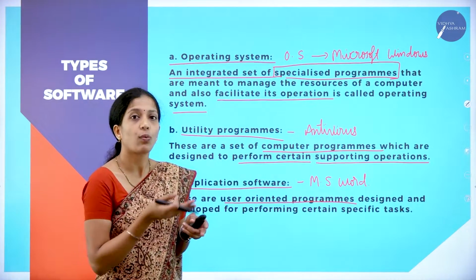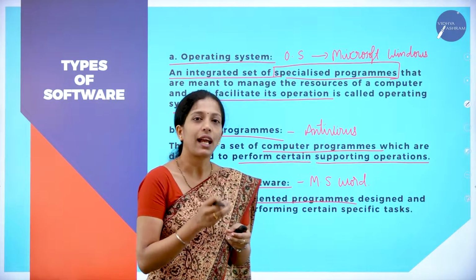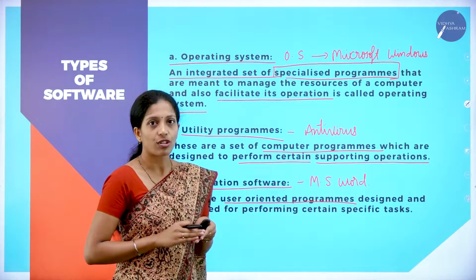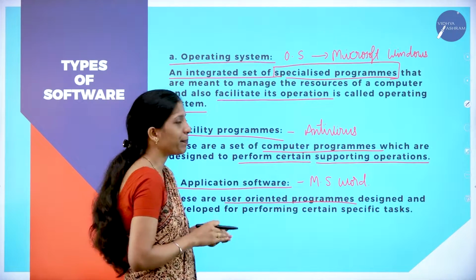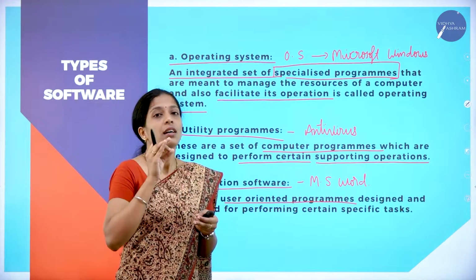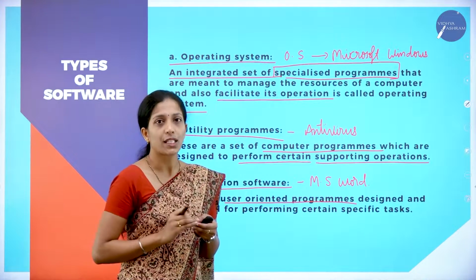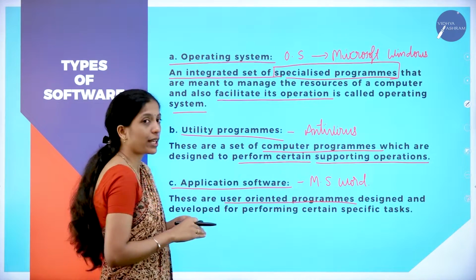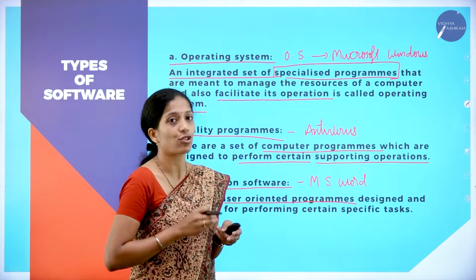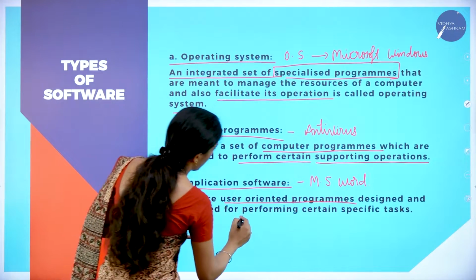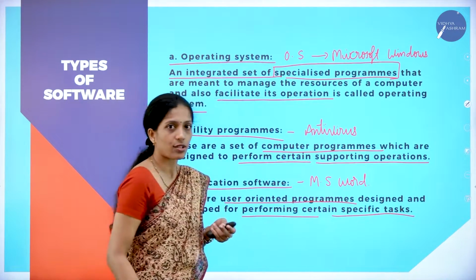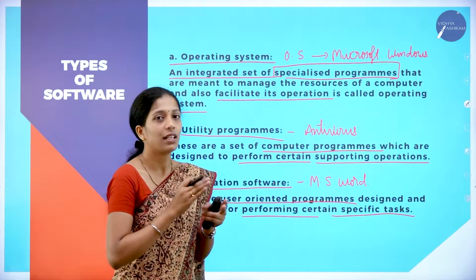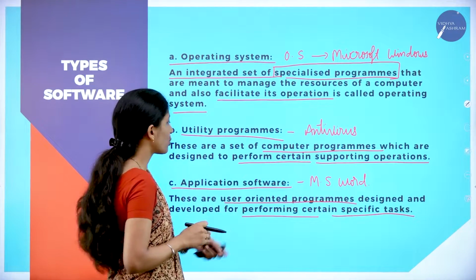For example, if the user wants to use MS Word, then he can use this application software, or if he wants to use Microsoft PowerPoint, then he can use this application software. It depends upon the interest of the user. If he wants to do a specific task, then he can install these programs. These are user oriented programs, designed and developed for performing certain specific tasks according to the interest of the users. That is known as what?